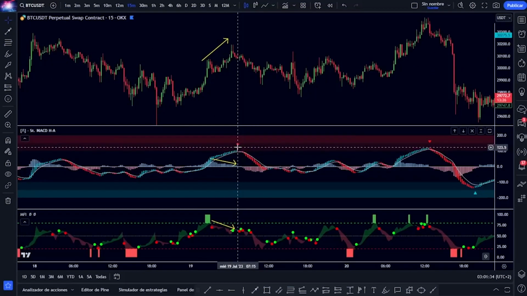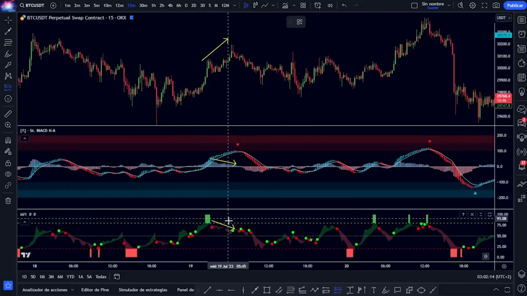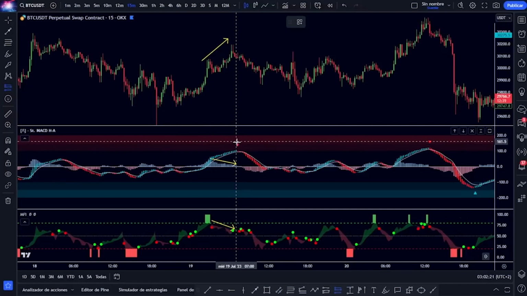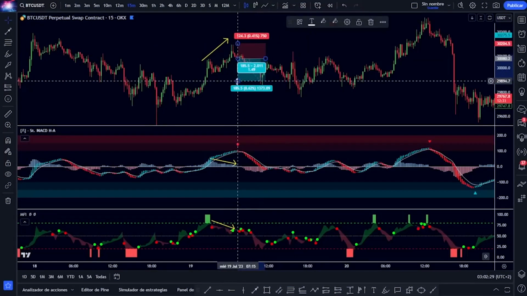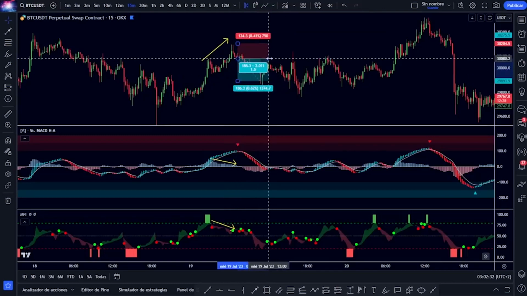And of course we have that entry signal, and in turn after we also have a dot on the MFI. And then with all this clearer data, we take this signal as good and open our trade. As always, stop loss above the previous highs and a trade ratio of 1.5.